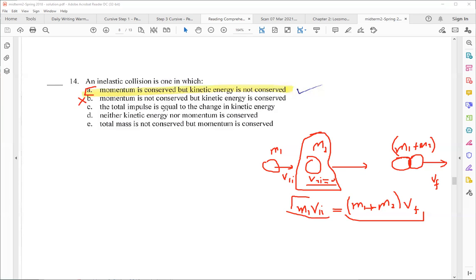The total impulse is equal to the change in kinetic energy. That is not true. The total impulse is the force applied over a certain time. It corresponds to a change in linear momentum, not a change in kinetic energy. D says neither kinetic energy nor momentum is conserved. That's also not true. And the last one says total mass is not conserved, but momentum is conserved. That's not true because the mass is not going to be affected. The mass will not vanish in the process of collision.